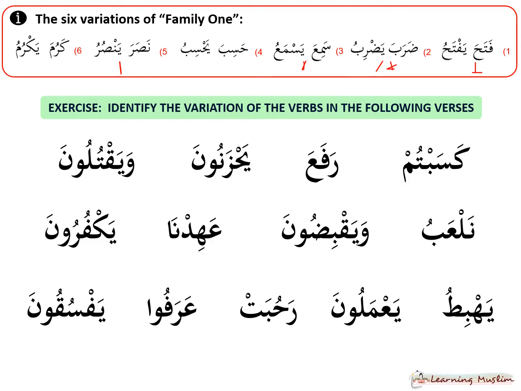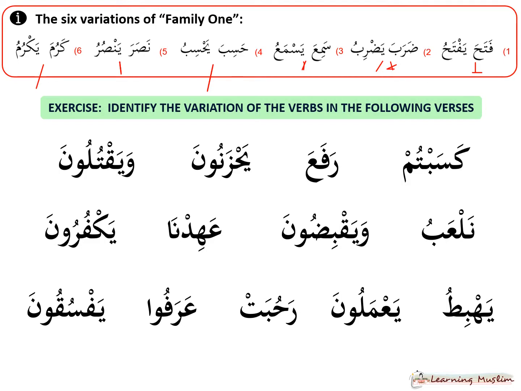So from that exercise we get to know that bab كرم يكرم and bab حسب يحسب are not that common, they are quite rare. So if you do come across a word that is from family 1, you can narrow down your choices of the variation of the verb to those 4 which are more common, and then if that's not the case, then check if it's hasiba yahsibu or karuma yakrumu.